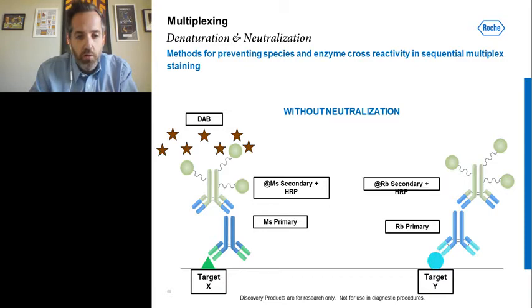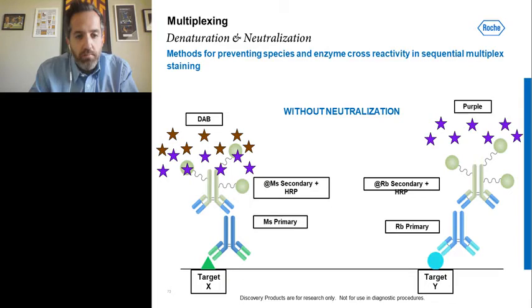We would come in with the primary, the secondary. Because this is also conjugated to HRP, any remaining HRP from the previously bound complex can actually create cross-reactivity within the stain. So we would see both DAB and purple staining non-specifically at potentially different sites within the tissue.